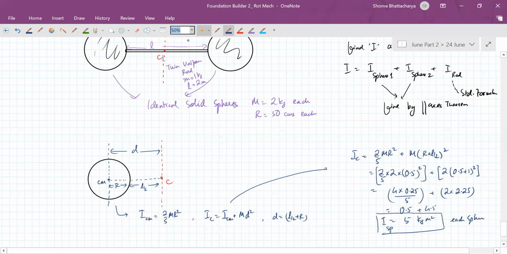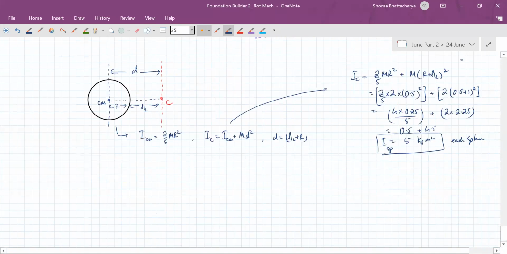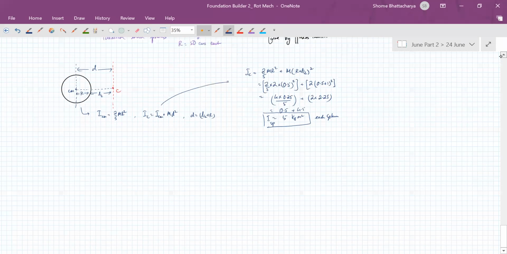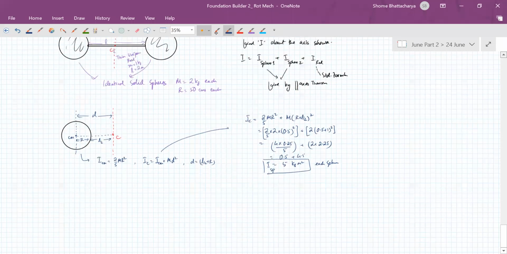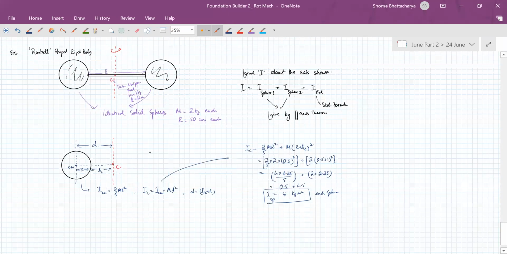And moment of inertia of the rod is very simple. Directly use the formula ml square by 12. So even the other sphere is in the same kind of position. It's at the same distance d and all that. So same mass, same radius, same everything. So each sphere has this much.